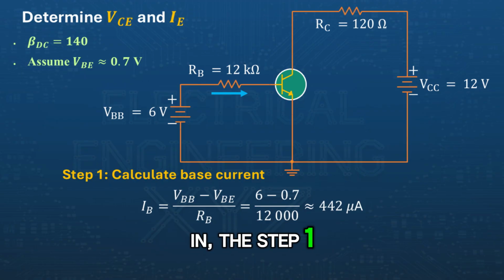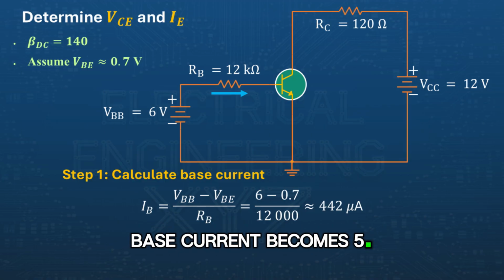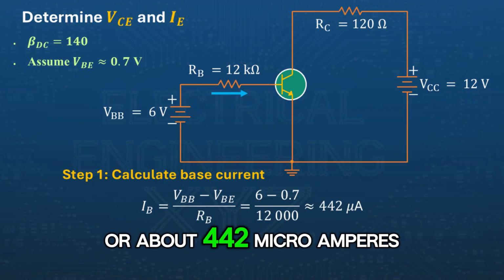In step 1, we will calculate the base current using the formula. Substituting the values, base current becomes 5.3 divided by 12,000, which gives 0.0004417 ampere, or about 442 microampere.